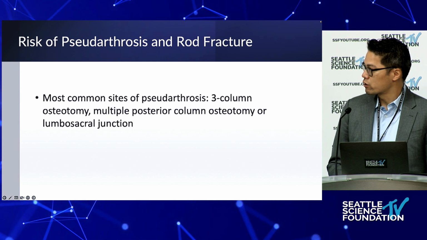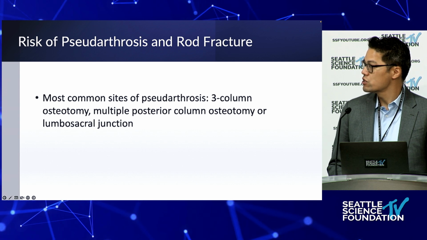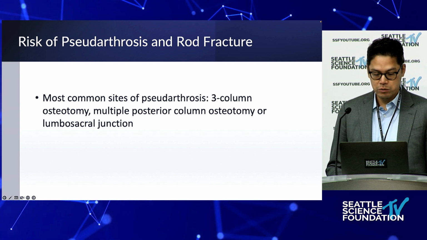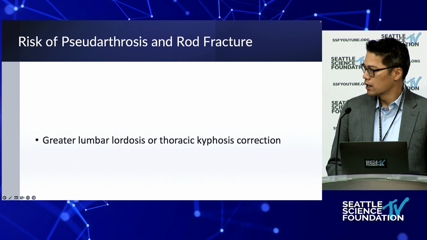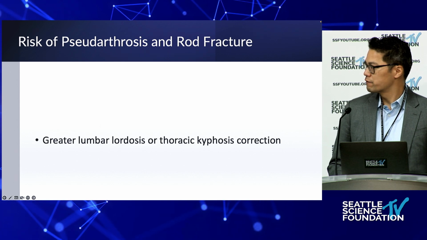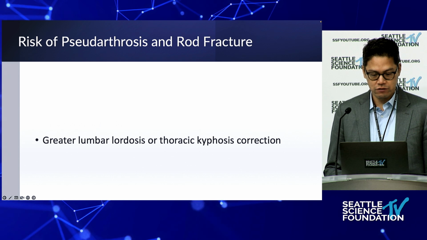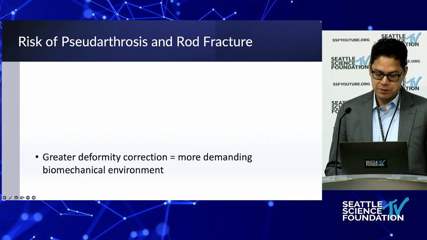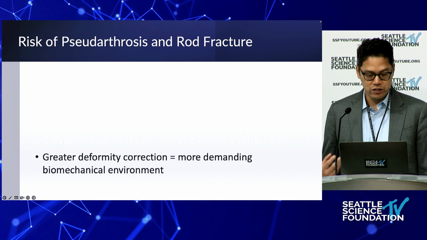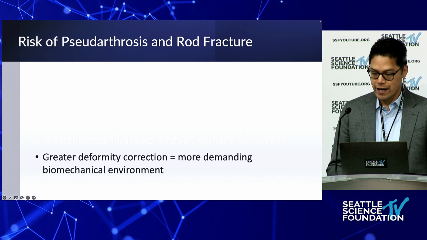And most common sites of pseudoarthrosis are at the 3-column osteotomy, multiple posterior column osteotomy, or across the lumbosacral junction. Greater lumbar lordosis or thoracic kyphosis correction also is a risk factor for pseudoarthrosis and rod fracture. And this makes sense because the greater the deformity correction, the more demanding the biomechanical environment.